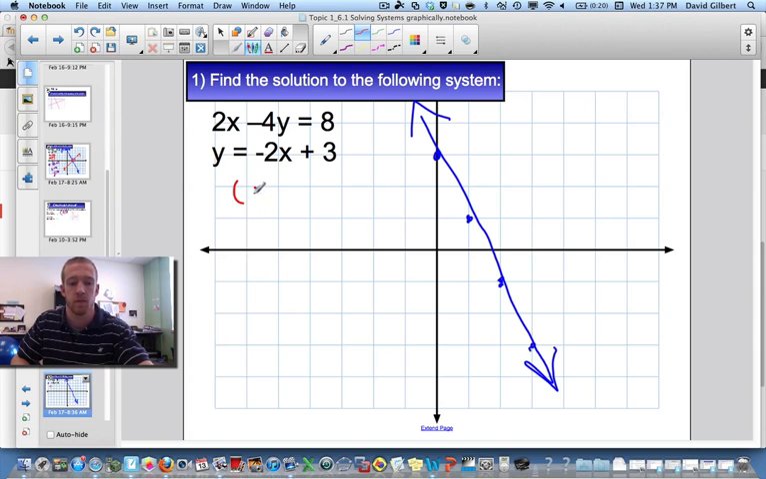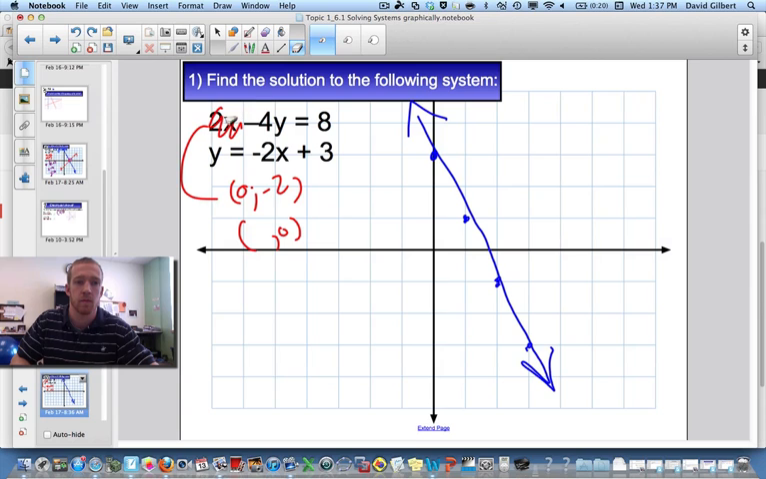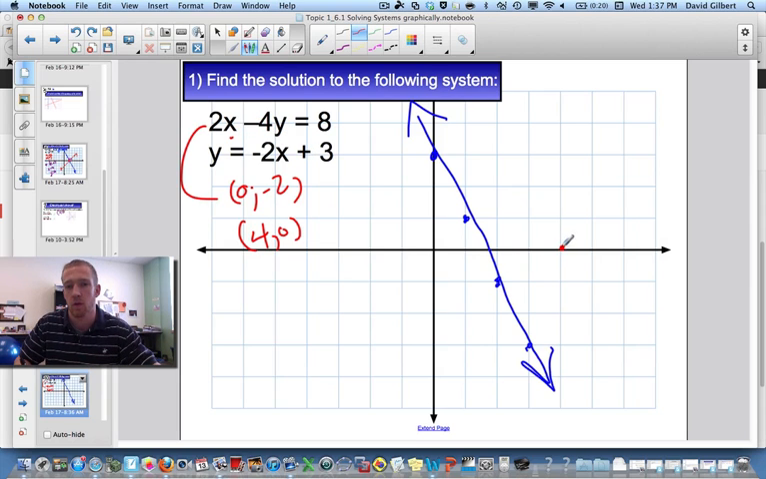And then cover up the y. So x is 4. 4, 0. And 0, negative 2.